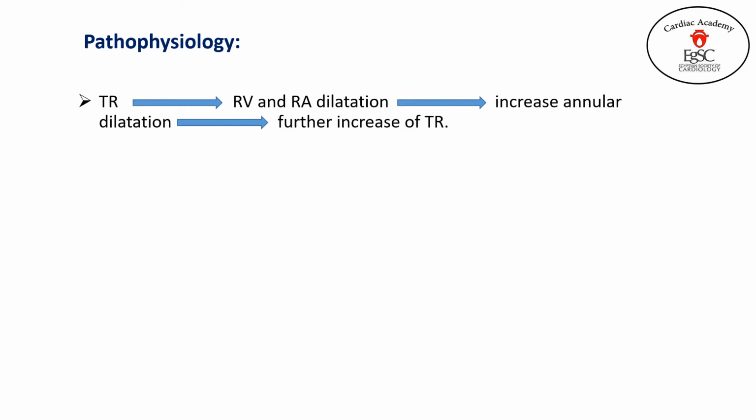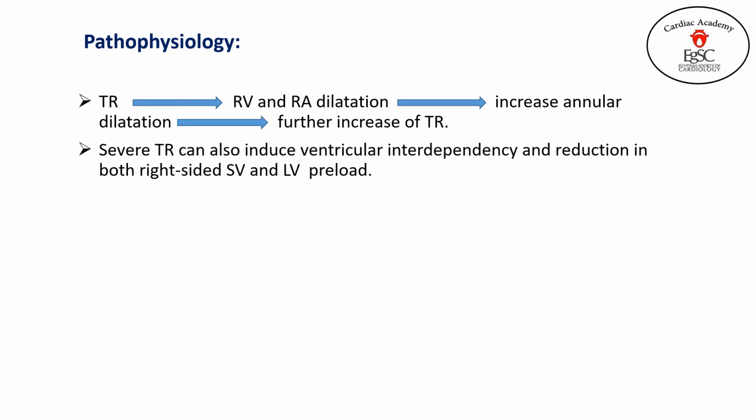Tricuspid regurgitation leads to right ventricular and right atrial dilatation, leading to increased annular diameter, which further increases the severity of tricuspid regurgitation. Severe tricuspid regurgitation can also induce ventricular interdependency, leading to reduction in both right-sided stroke volume and left ventricular preload. Hemodynamic abnormalities increase during inspiration.